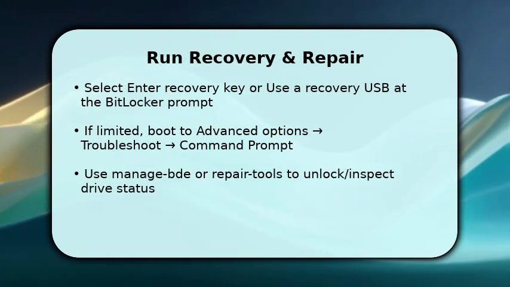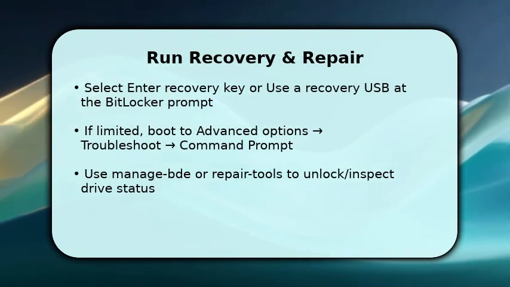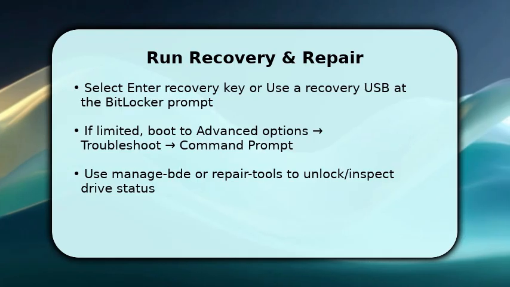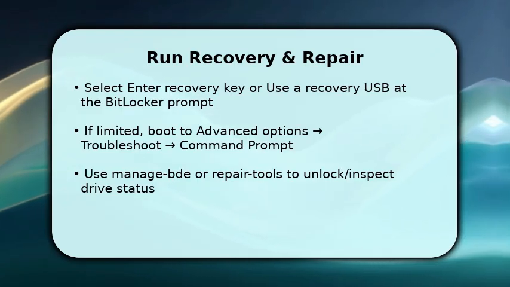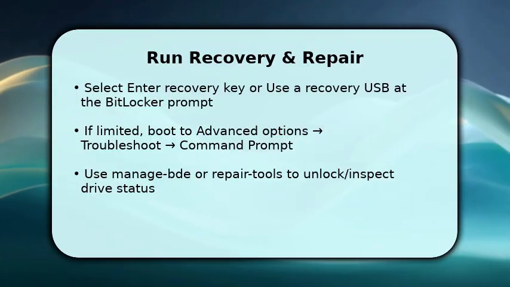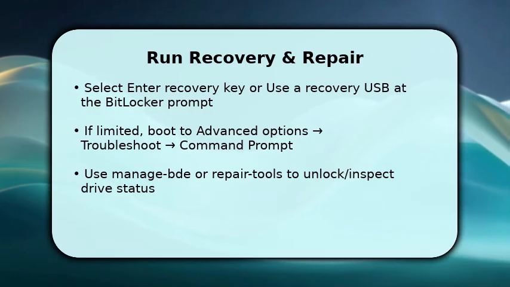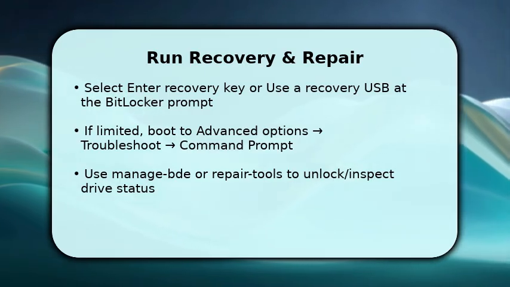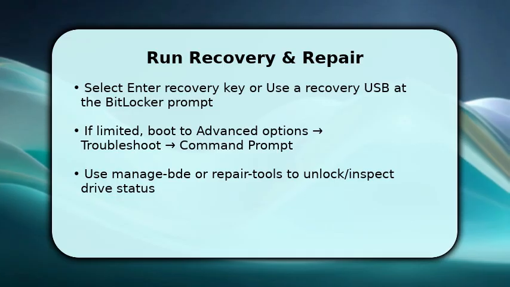At the BitLocker screen, pick Enter Recovery Key and type the 48-digit key exactly, or choose the Recovery USB to auto-unlock. If that fails, boot to Advanced Options, right arrow Troubleshoot, right arrow Command Prompt. Use manage-bde -unlock C: -RecoveryPassword your key, then manage-bde -status to verify.